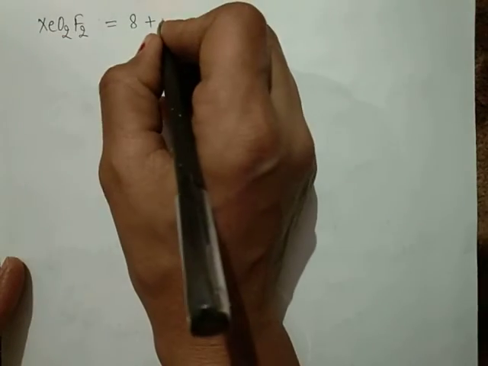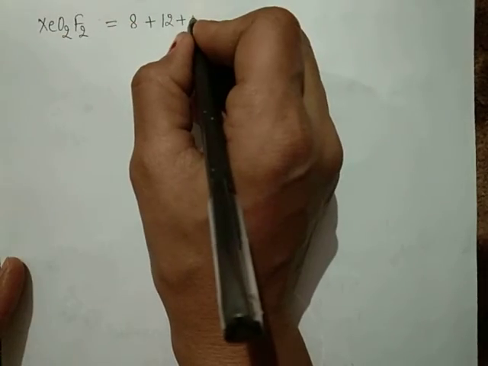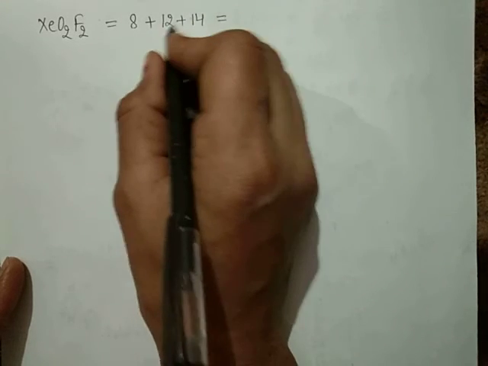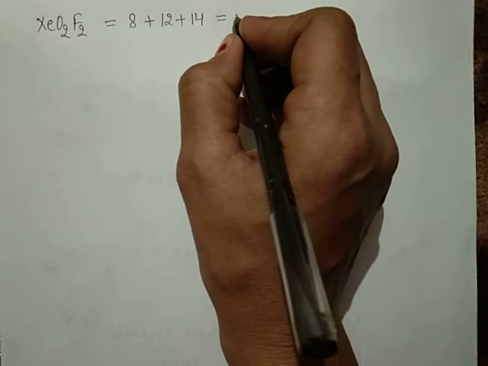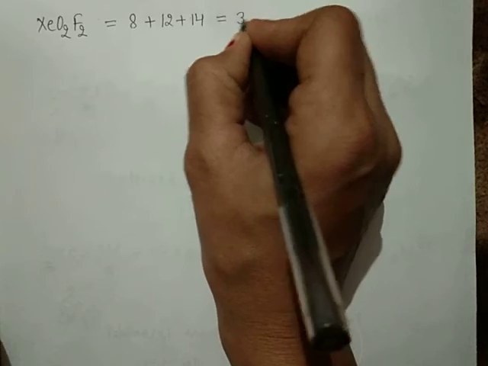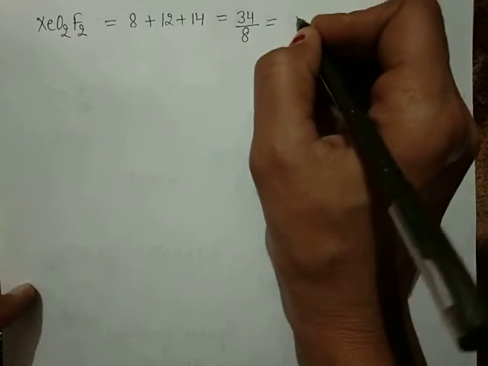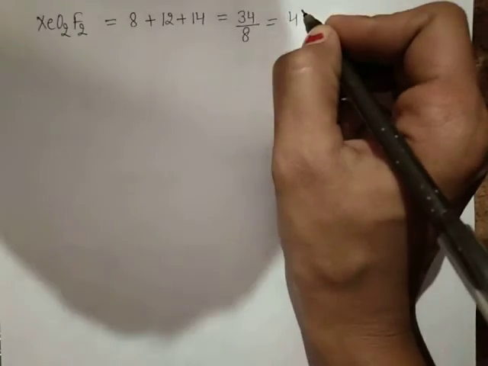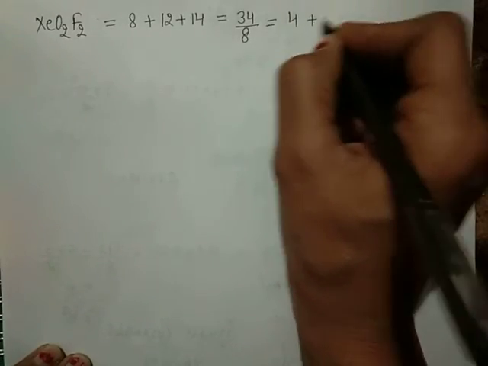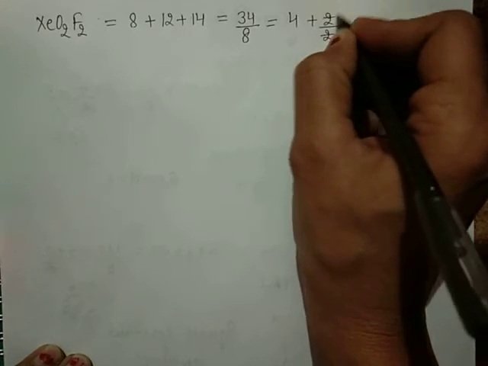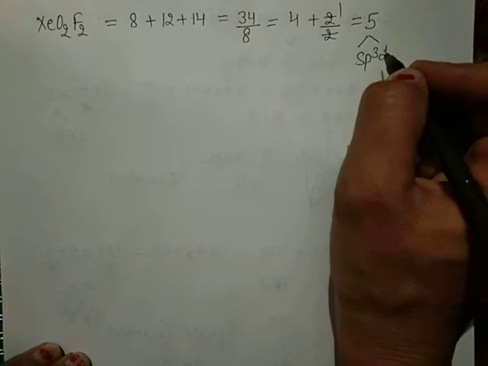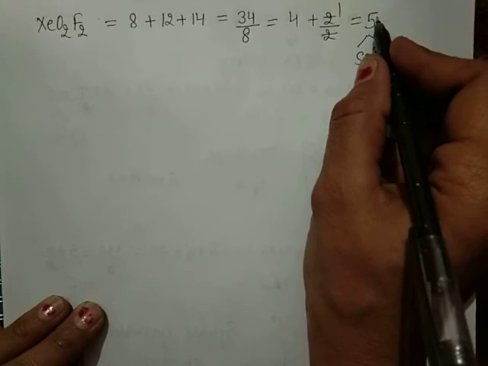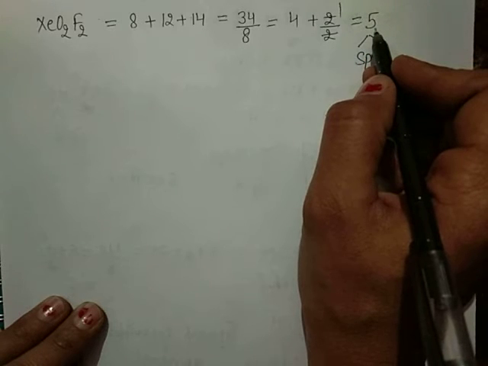So in this case, xenon has 8 electrons, oxygen is 6 multiplied by 2 that is 12, plus fluorine is 7 multiplied by 2 that is 14. 12 plus 14 is 26, plus 8 that is 34. Divide by 8. 8 fours are 32, and the remainder is 2. 2 divided by 2 is equal to 1, means total is 5. It means it is sp3d hybridization. Now it has only bond pairs, means 5 bond pairs are present but no lone pair is present.